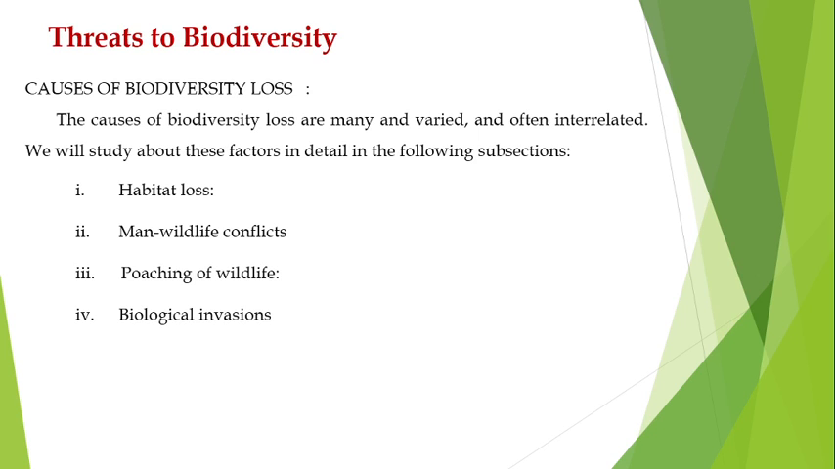Basically, biodiversity loss happens due to certain threats. First of all, habitat loss. Students, habitat loss is very important regarding biodiversity loss. The second one is man-wildlife conflicts. Third, poaching of wildlife. And the fourth, which is very important, is biological invasions.